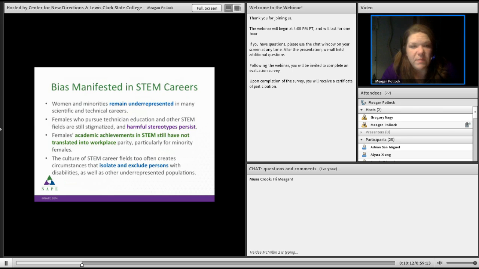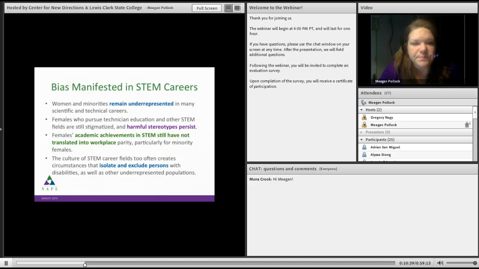In addition, females' academic achievements in STEM haven't translated into workplace parity, right? So if you look at the participation of young women and their grades in high school, they take more math and science classes, they have higher GPAs, they have higher rankings in math and science classes within high school, but that doesn't translate into their choice to go into STEM career paths, and much less the workforce.